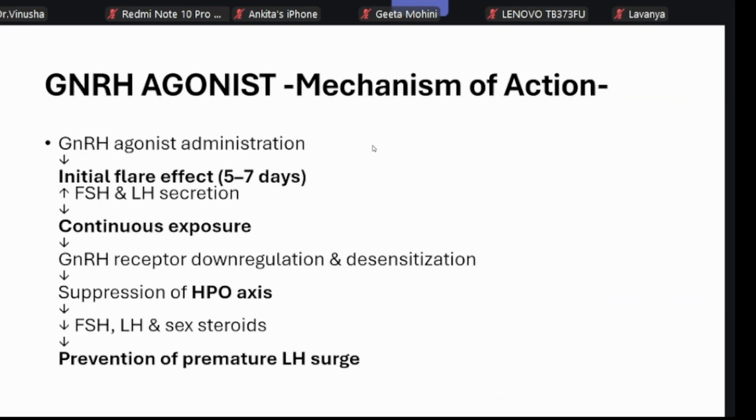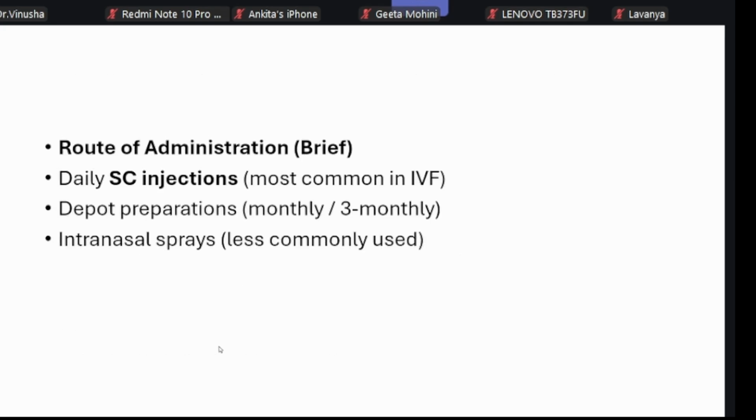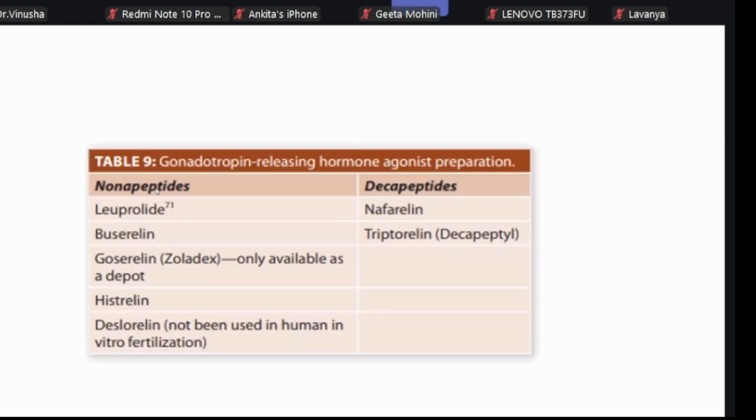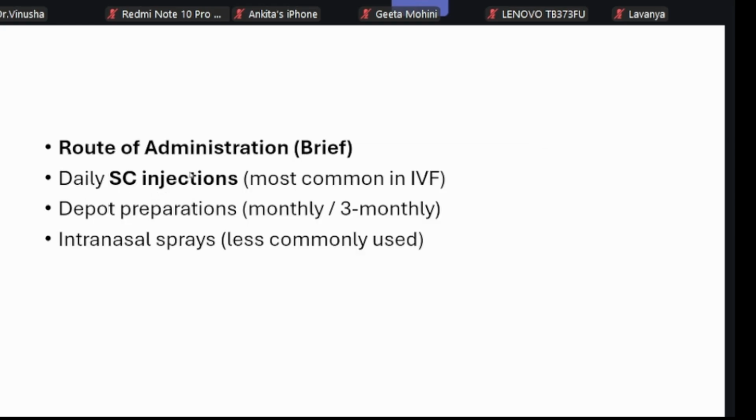Next, coming to the agonist protocol. The main mechanism of action of agonist is that it causes an initial flare effect on the pituitary. So it will cause an increase in FSH and LH. Then, with continuous exposure at high doses, it causes pituitary downregulation and desensitization. Then we start administering FSH, LH, and then we stimulate. We can give daily subcutaneous injections, or we can use depot preparations also in agonist protocol. Some intranasal sprays are also available.